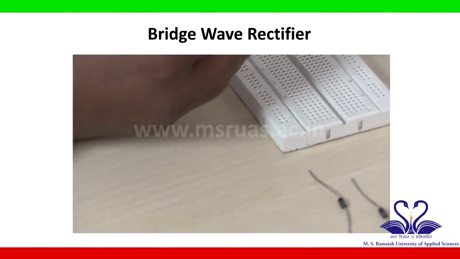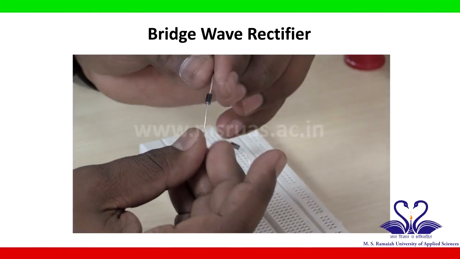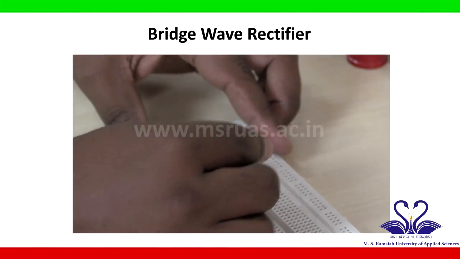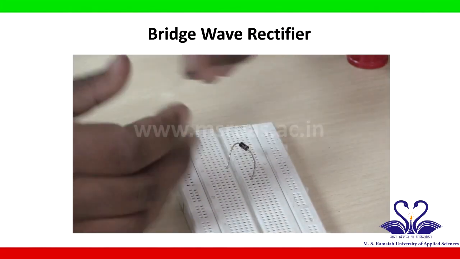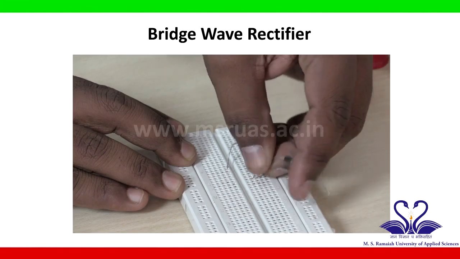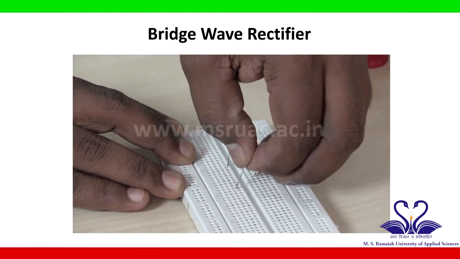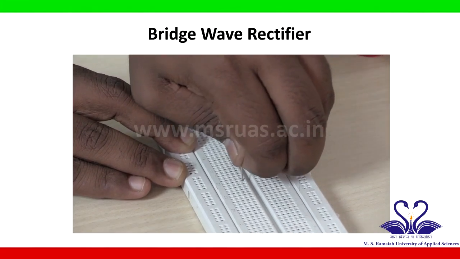Take one more diode, let us call this diode 2. Diode 2's P terminal is connected to the N side of diode 1. So, I will connect its P side to the N side of this diode, and the diode 2 N side is connected to another terminal.